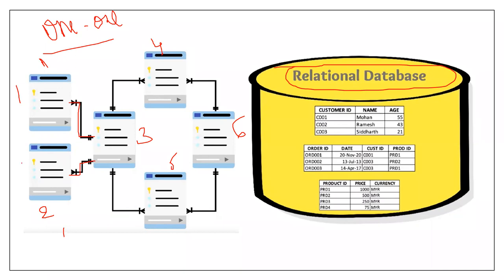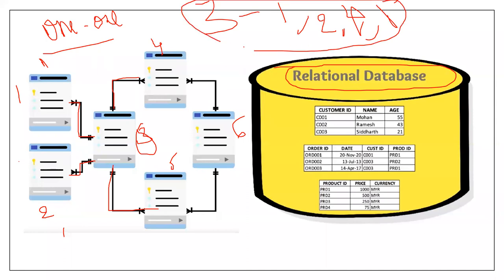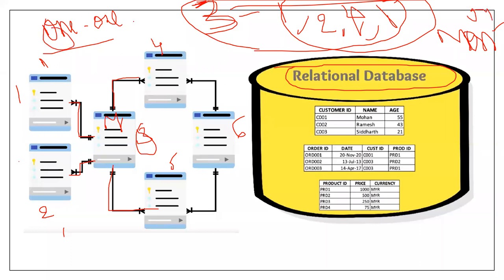If you observe, how many tables is the third table related to, guys? The first table has one relation, the second table has a relation, the fourth table has a relation, and the fifth table also has a relation. From the third table, 1 2 4 5 relations are there. So what is the relation from the third table to these tables? Many to one. We are taking the third table, so it is a many to one relation from the third table to these tables. One to one means one table to another table. Many to one means this table has many relations to this one table.